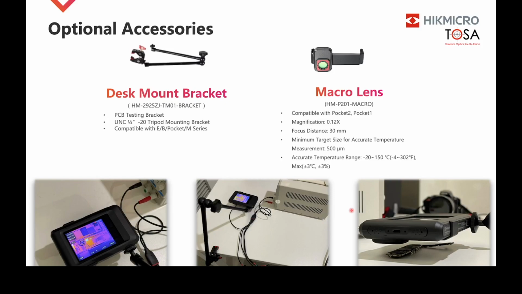Right, as far as the accessories are concerned, I already mentioned that there's a desk mount bracket. This is a very nice bracket which just clamps onto the desk. It makes use of the tripod connector, and as you see on the right hand image, you can move it using the macro lens. You can move it to right above the, in this case, printed circuit board, so you can zoom in onto a component that may be heating up.